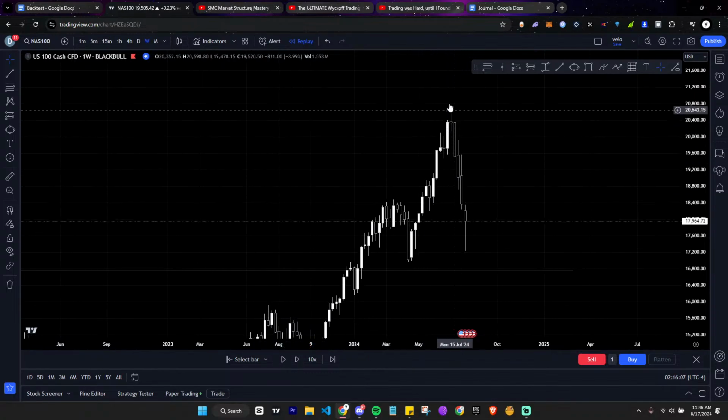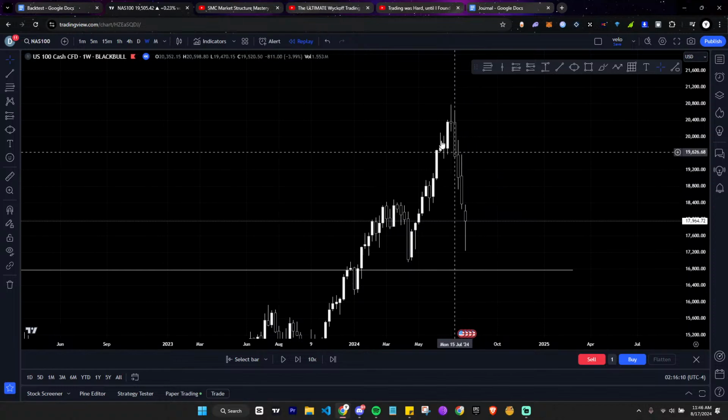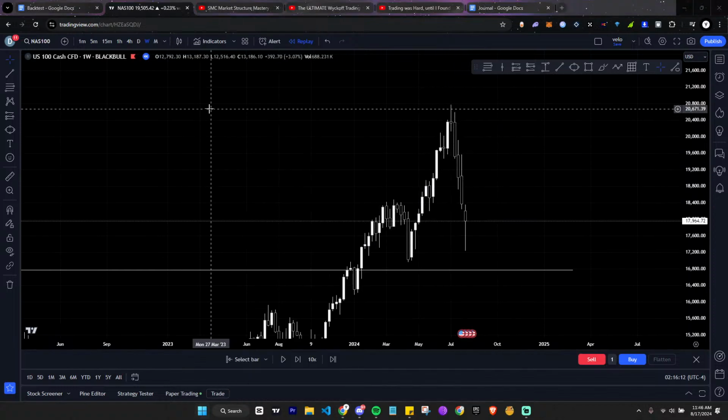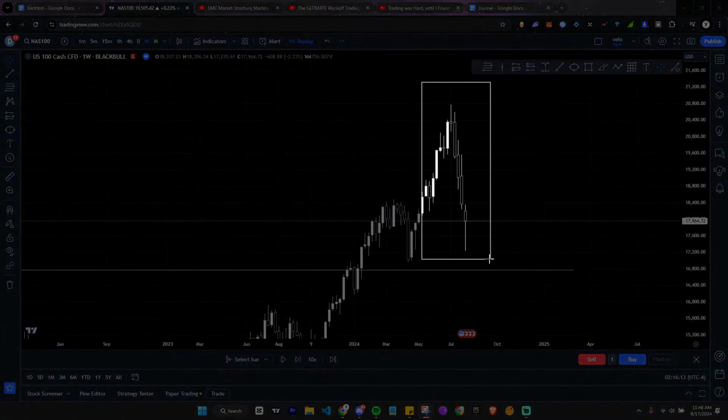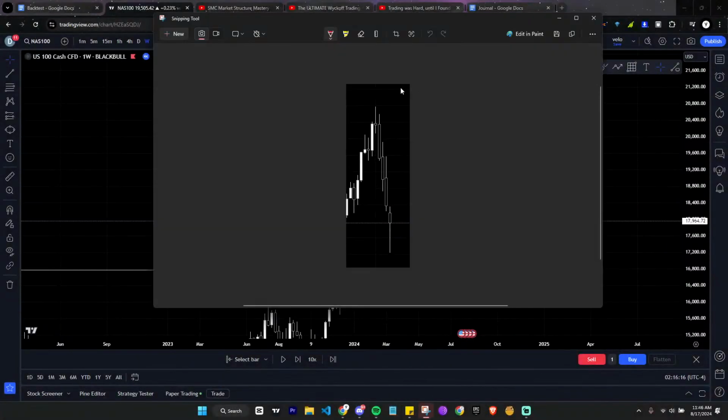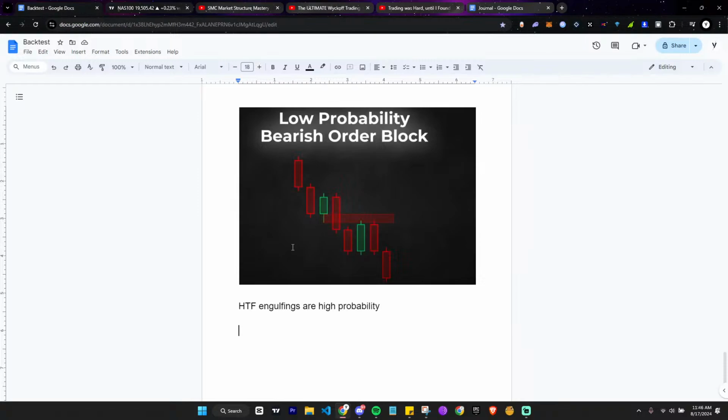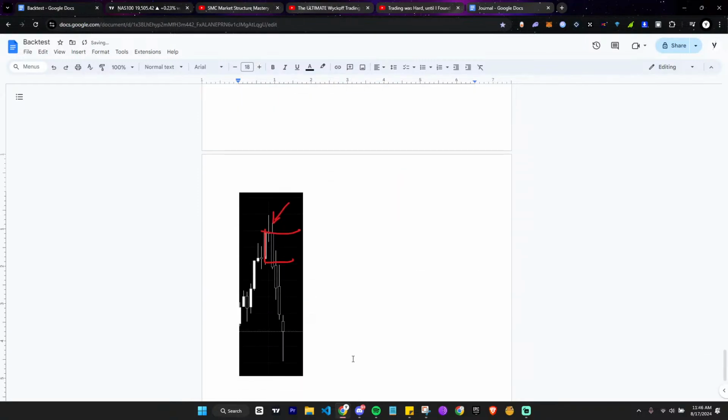Okay, so you see over here we have a manipulation and we have a distribution. Of course I need to look for this exact pattern, right? I need to see a swing like this form, basically proving that this is overall bearish. So we have an order block over here. This is basically what needs to be proven. It's a reversal.